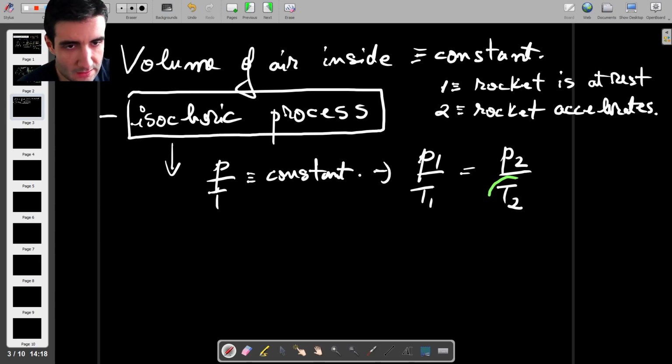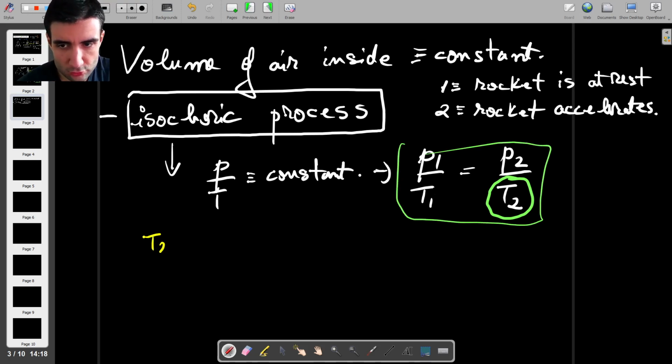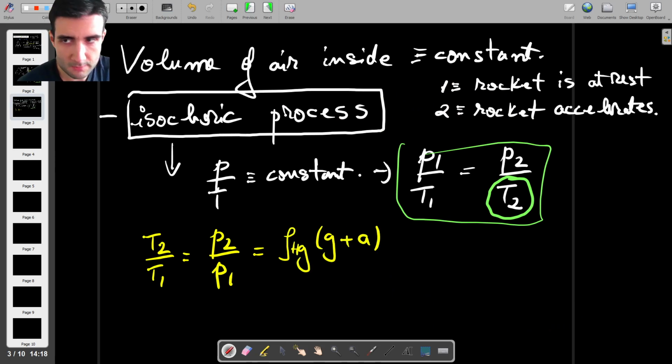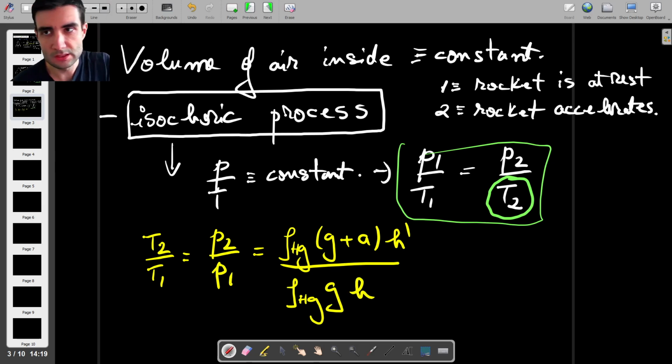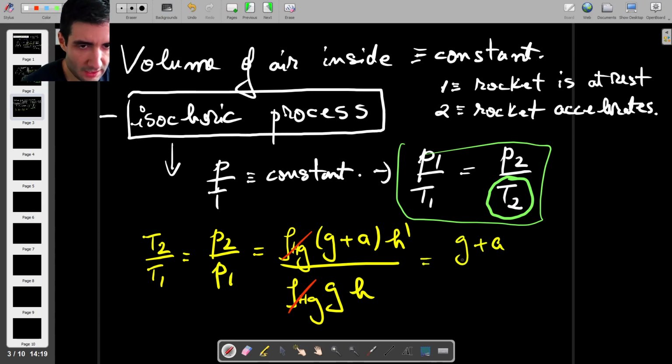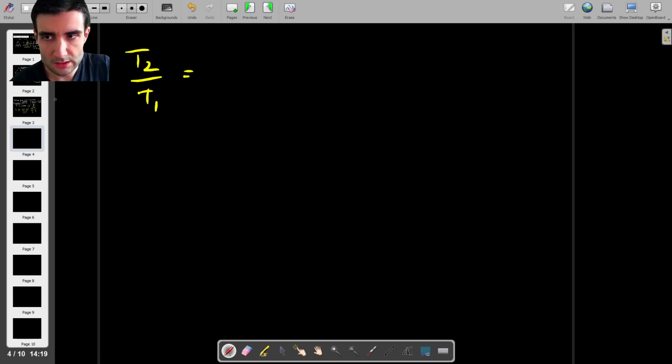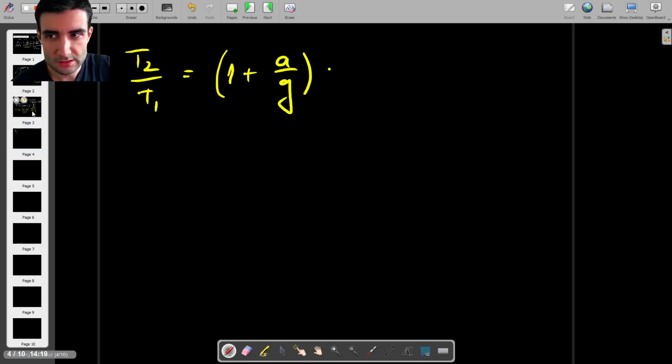So what we're trying to find is not T2, but rather T2 over T1. So if we rearrange this equation, we're going to end up with T2 over T1 equals P2 over P1, which is equal to, and now we can substitute. So instead of P2, I'm going to write this. So that's density of mercury times (g plus a), and then times h prime, over rho mercury times g times h. And now some stuff cancels out, and then we end up with (g plus a) over g, times h prime over h. So T2 over T1 equals 1 plus a over g, times h prime over h.